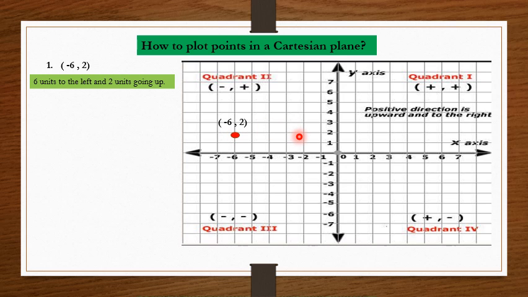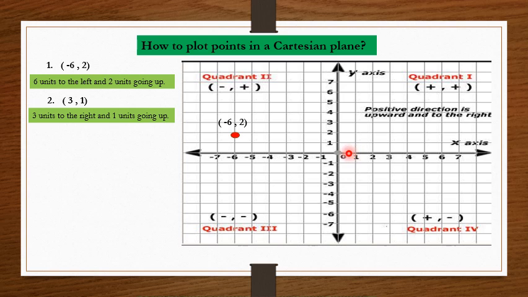Okay. Let's go to number 2. 3 and 1. So 3 for x and 1 for y. 3 for x is positive, that is right. 1 positive, that is up. So you have 3 units to the right and 1 unit going up.